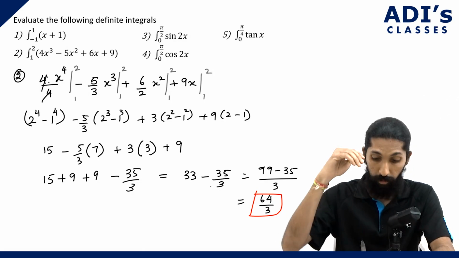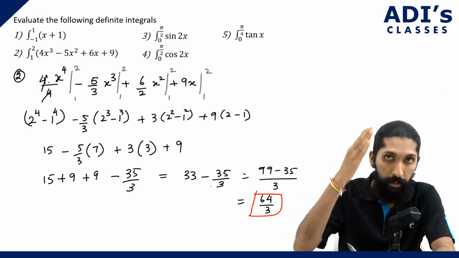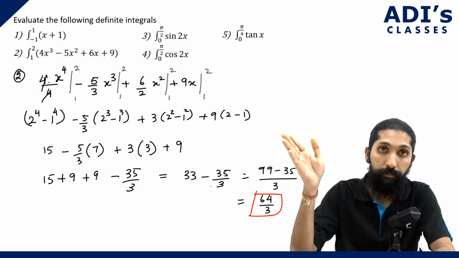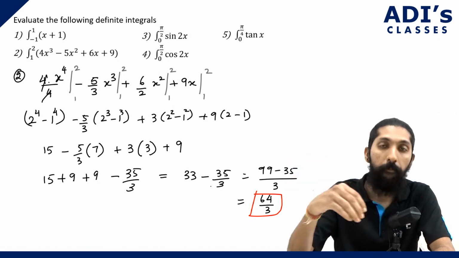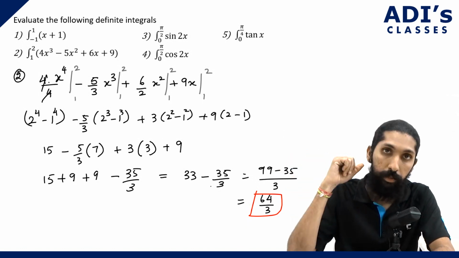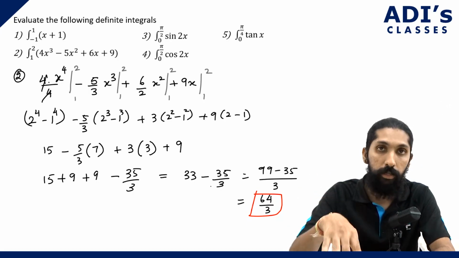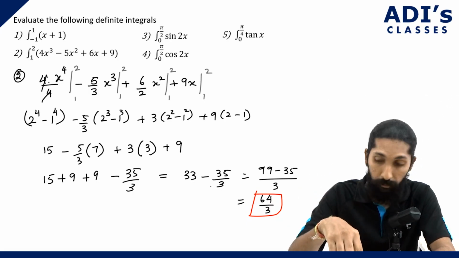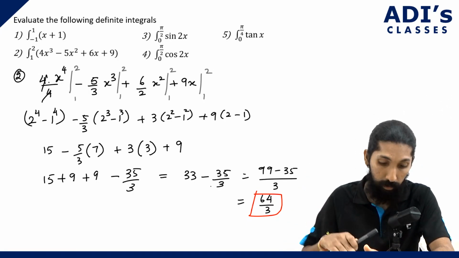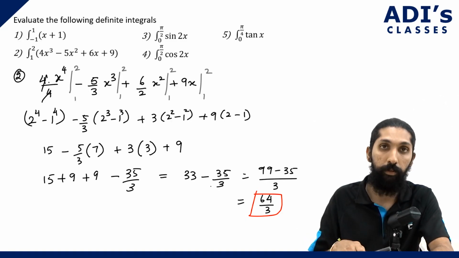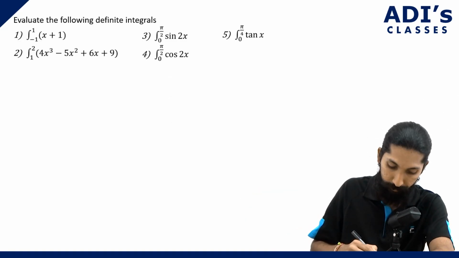Understood? Now here remember we are integrating each and every term. Separately you are integrating, separately you are putting the limits. Only then you will be able to get the answer. Fair enough? So this is the answer for the second one. Now let's do the third one. Alright? See the third question.